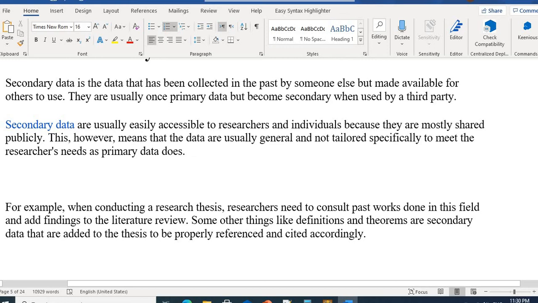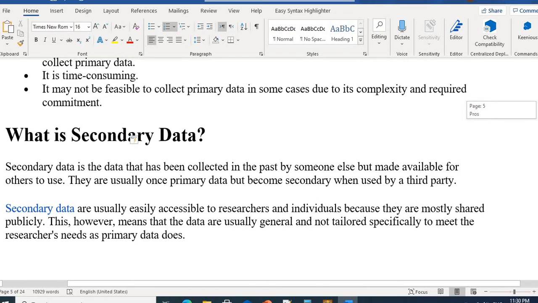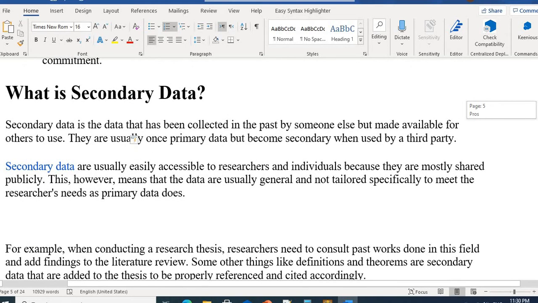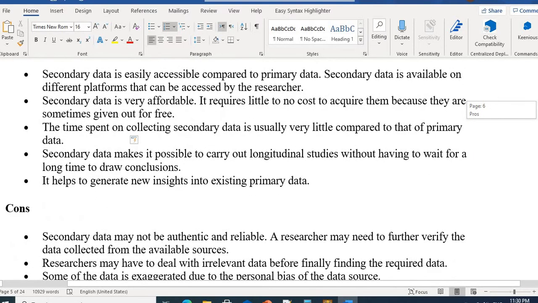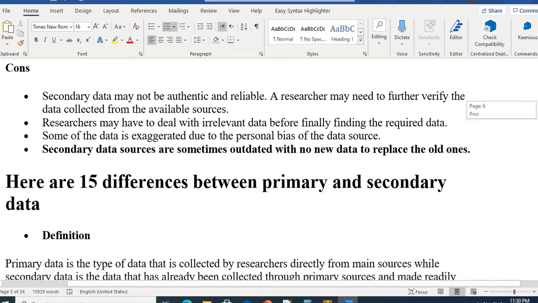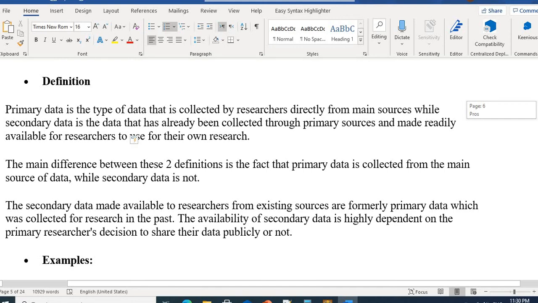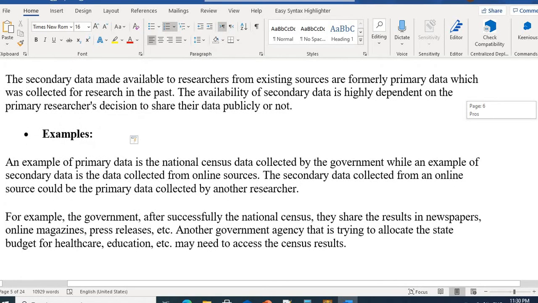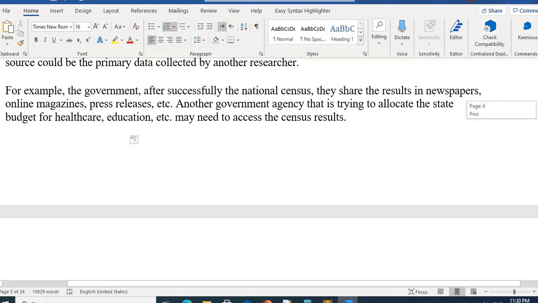Here I again explain the differences between primary and secondary data. You can read the remaining text related to the differences and proper understanding of primary and secondary data in the file which I will also send to you in MS Word. There are certain examples also given here.